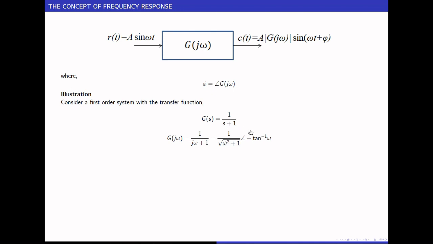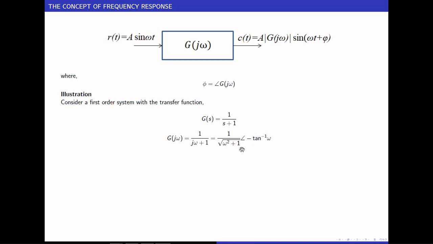So if I write it in polar form, the magnitude is going to be 1 by root of omega square plus 1, because if I have a complex number z represented by a plus jb, then its magnitude is given by root of a square plus b square, where a is the real part and b is the imaginary part. So that is how I get the numerator magnitude as 1 and the denominator magnitude as root of omega square plus 1.